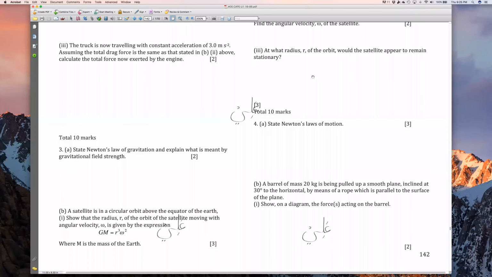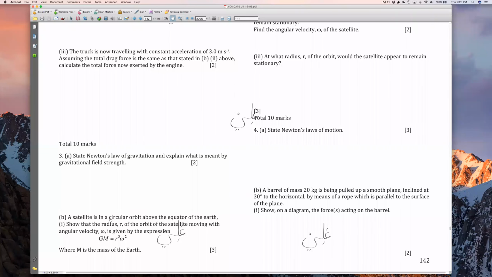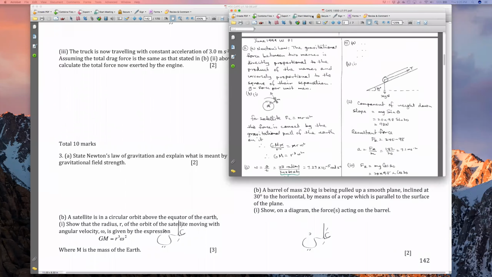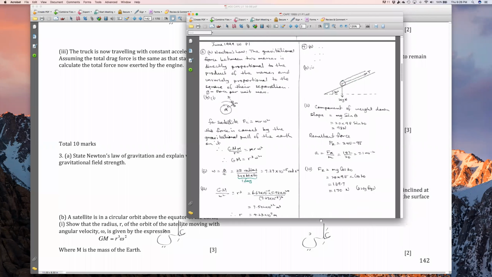State Newton's law of gravitation. This question is a real big question. Again, a satellite in circular orbit. To show this, I think I wrote this up already as well. Right, yeah, I have it. So that's it, right? We have Newton's law of gravitation, and they said to show that the orbit is GM equal to r cubed omega squared. That's the solution there pretty much.